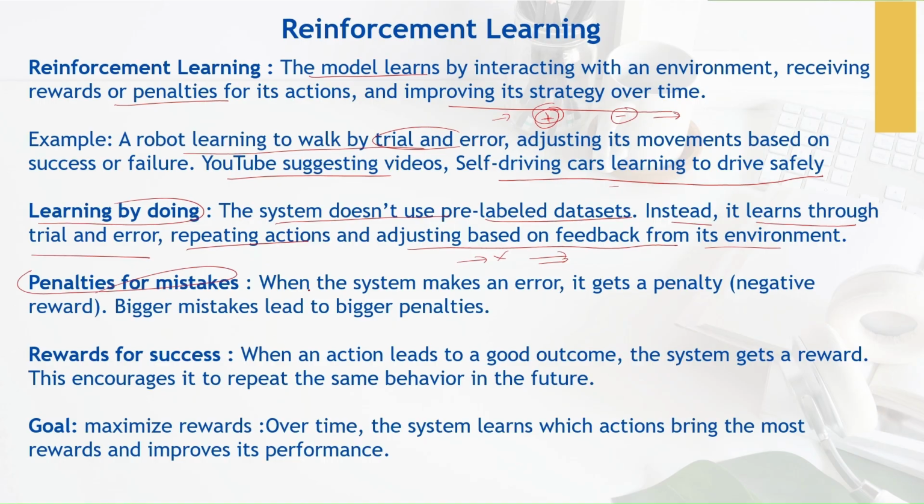Penalties for making mistakes. When the system makes an error, it gets a penalty, that is a negative reward. Bigger mistakes lead to bigger penalties. Rewards, there are rewards for success. When an action leads to a good outcome, the system gets a reward. This encourages it to repeat the same behavior in future. So the goal is to maximize rewards. Over time, the system learns which action brings the most reward, and what is needed to improve its performance. So this is reinforcement learning.